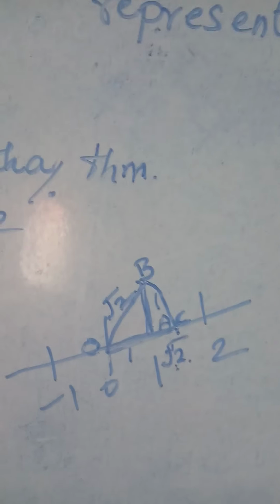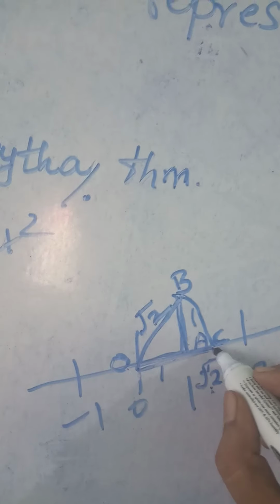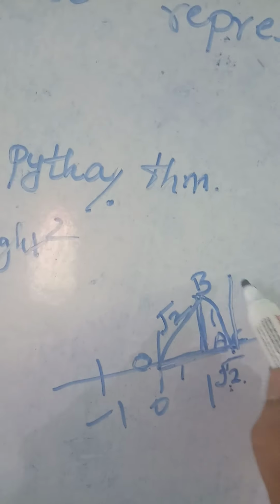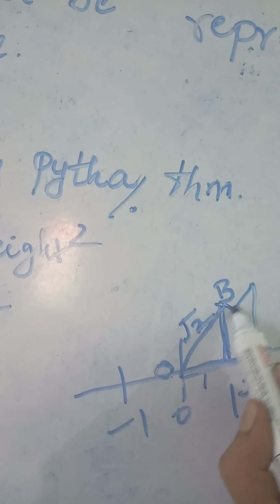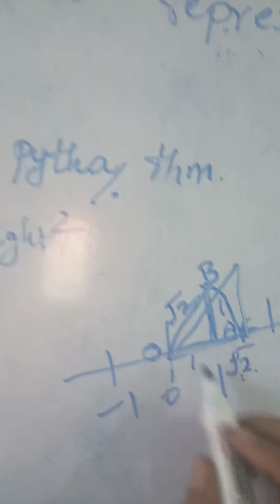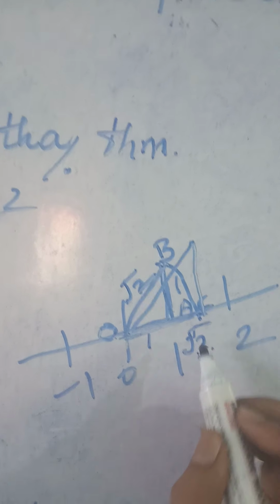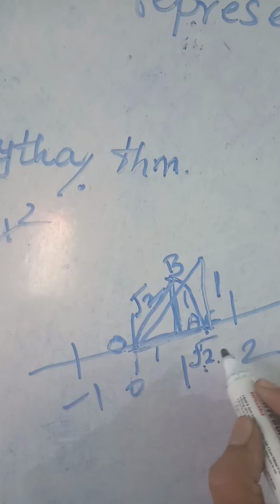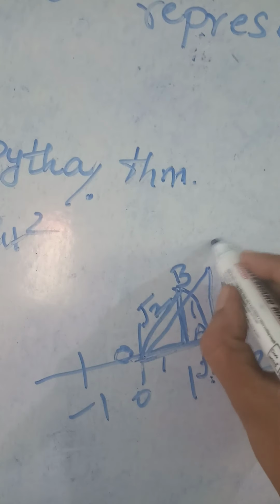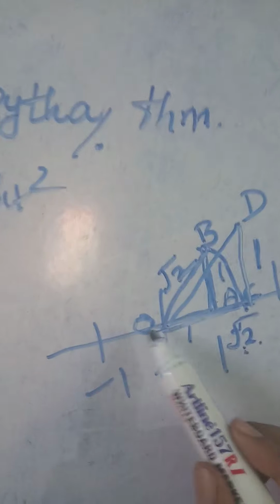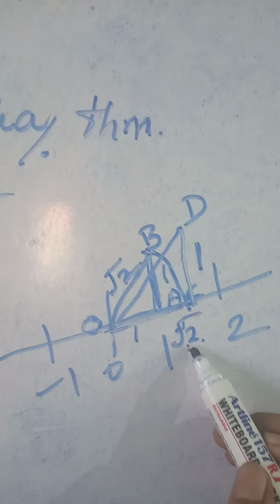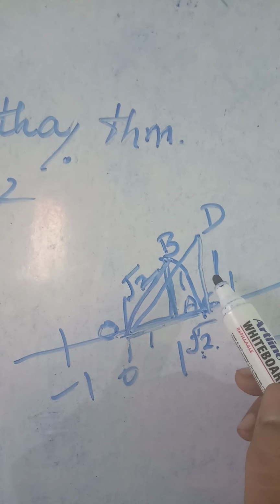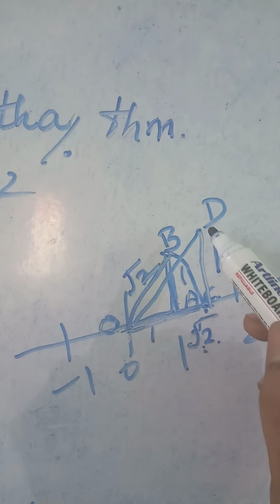Understand, children? Next we have to draw 1 centimeter from here. Again we have to join this. Already we know from O to C. Now only we found how much? Root 2. This is 1. We have to give the name for this also, so D I am giving. So from O to C is root 2, isn't it? And C to D is 1. We need to find O to D.